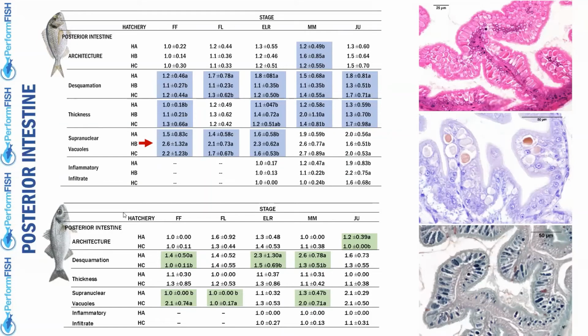For the posterior intestine, the main alterations observed were intestinal ectasia, epithelial desquamation with rarely necrosis, and the presence of very abundant supranuclear vacuoles, both in gilthead sea bream and European sea bass, as you can see in this image. It's normal to have some degree of supranuclear vacuoles, but in this case they are very big, and inside remains more positive material, like ceroid pigment or something like that.